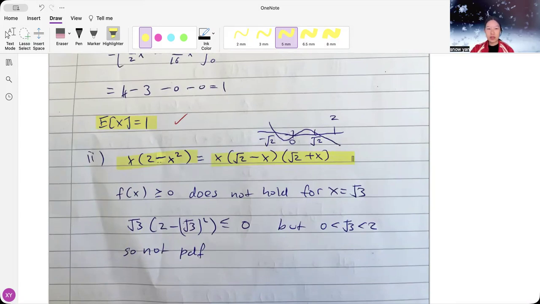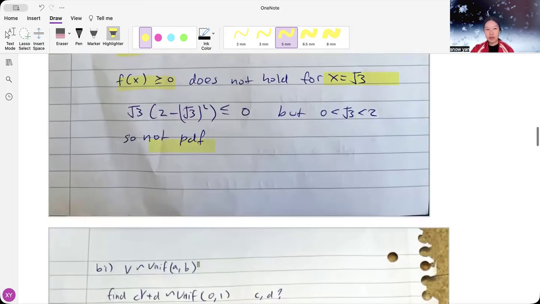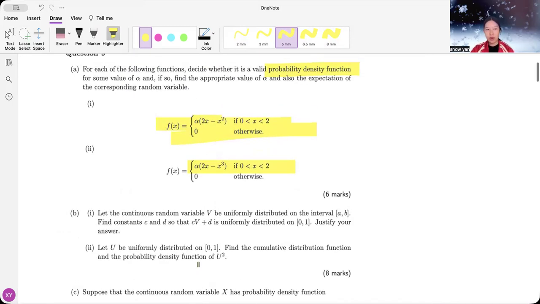In the case that, let's say, x equals square root 3, then we have a problem because it evaluates negative, which fails the first condition that f of x has to be greater than or equal to 0 in all of the ranges. So it's not a valid PDF. So we're done with part A, second part, and let's move on to B, part I.